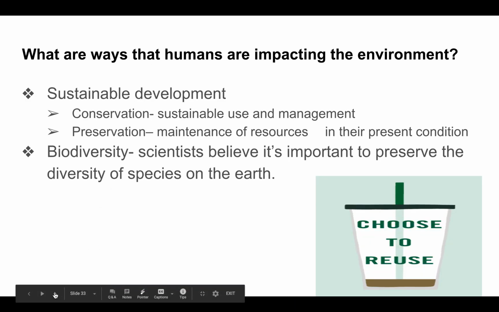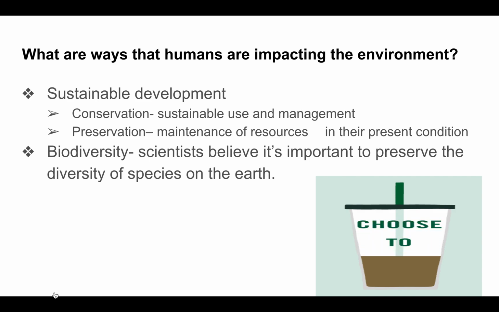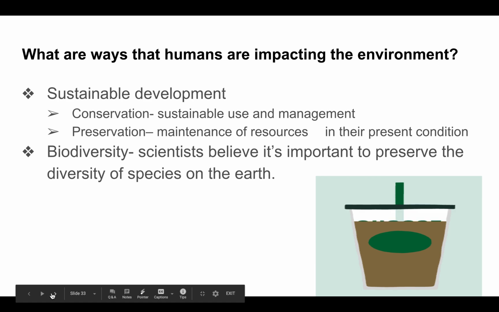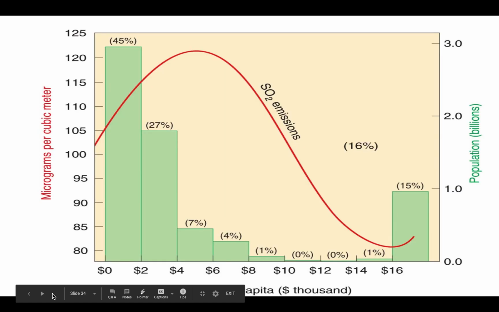Sustainable development, there are two ways to sustainably develop. One is conservation, to sustain the use of current resources and manage the current resources. And then preservation is the maintenance of resources in the present condition, oftentimes reducing the consumption of resources to provide more for the future. Biodiversity, scientists believe, is the most important to preserving the diversity of species on the Earth.